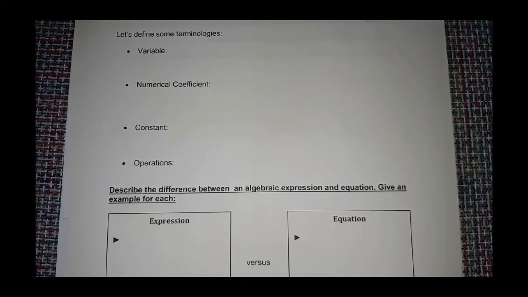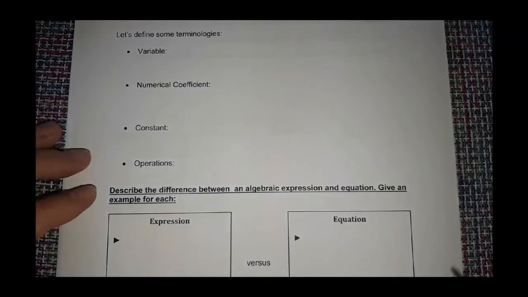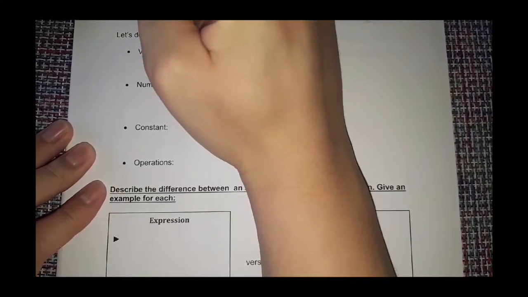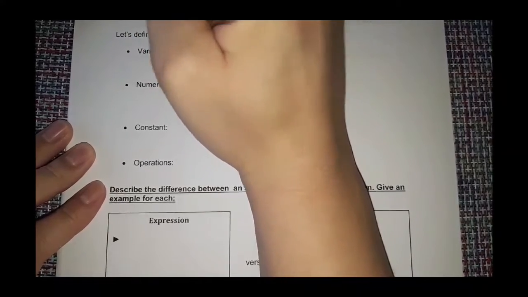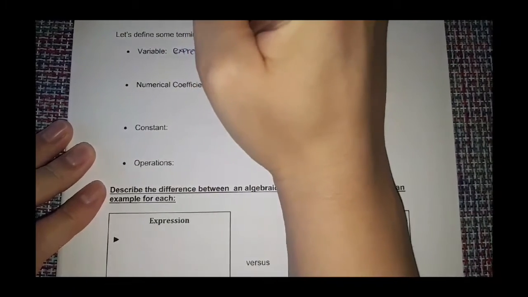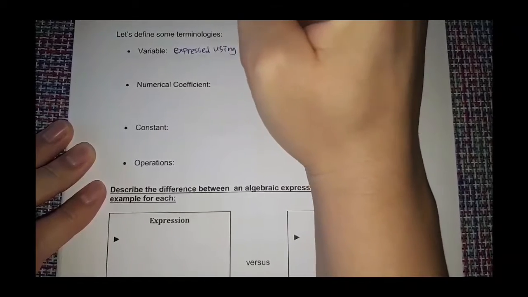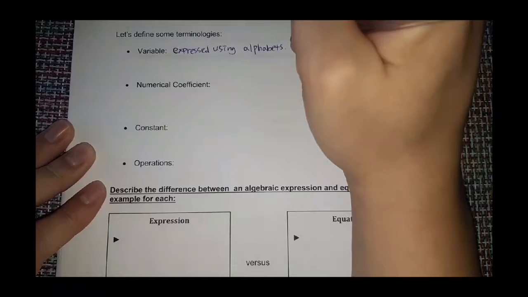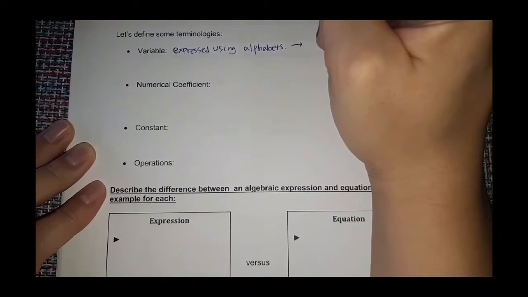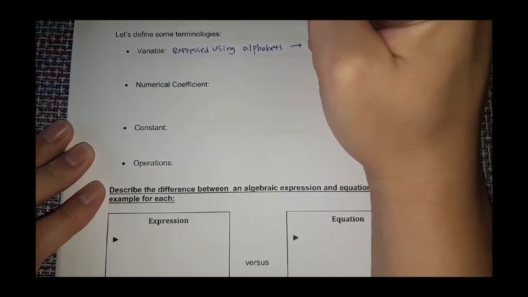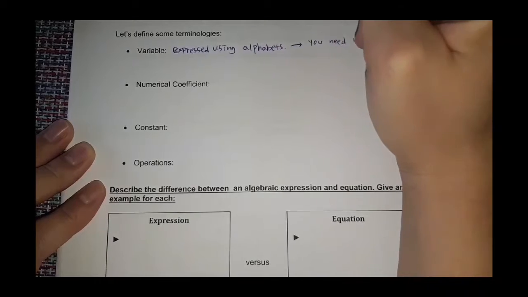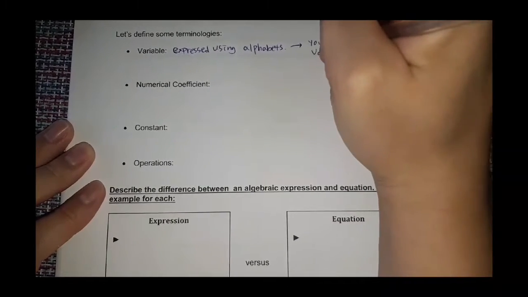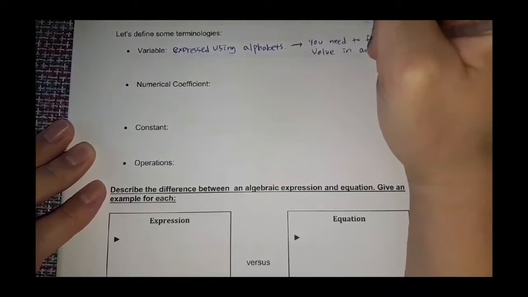Variables are the ones that play such a huge role in an equation because a variable, first of all, is expressed using alphabets. And these are the values that you need to find in an equation.